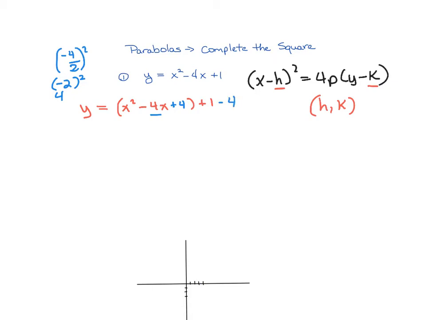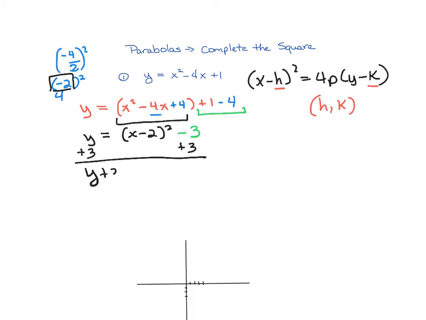So now I'm going to simplify. Right now, in the parentheses here, I've made this into a perfect square trinomial. Now, if you recall what you got when you divided by 2 before you squared it, that's the number that goes in your binomial that becomes squared. I also need to simplify the 1 minus 4, and I get minus 3. And now I'm going to drop down the y equals. Now I'm going to move the 3 over, and I get y plus 3 equals (x minus 2) squared.